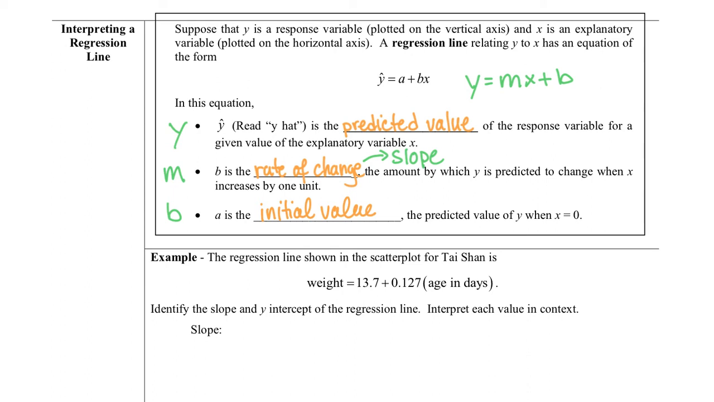You're going to see that initial value first. Okay, so you're going to see that A first, and then you're going to see the slope times your explanatory variable.